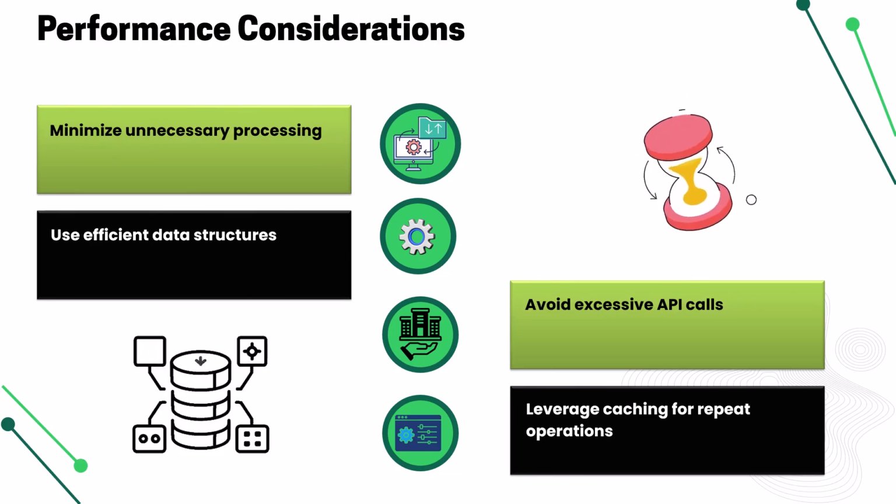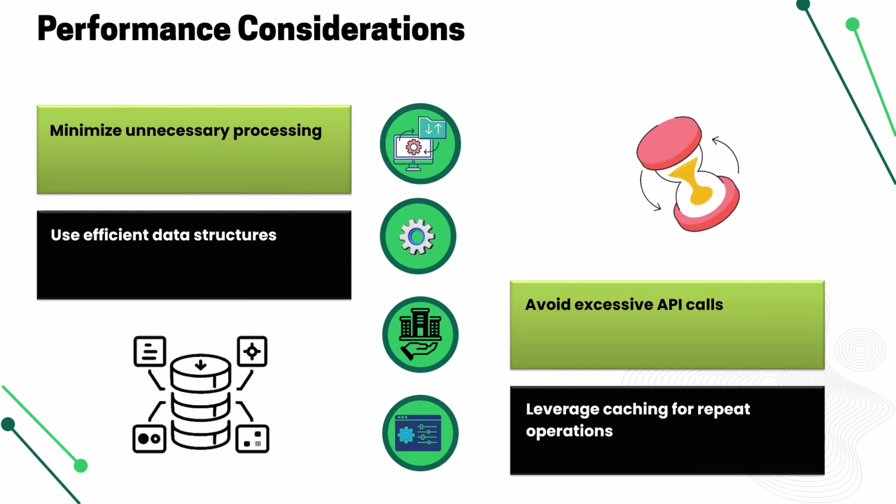Let's talk performance, because nobody likes a sluggish system. First, trim the fat, avoid unnecessary processing. Next, efficient data structures make a difference, choose wisely. Excessive API calls, that's just asking for delays, use them sparingly. And caching, a lifesaver for repeat operations. Follow these steps, and your plugins will run smoother than butter.